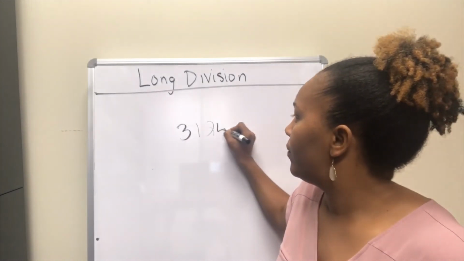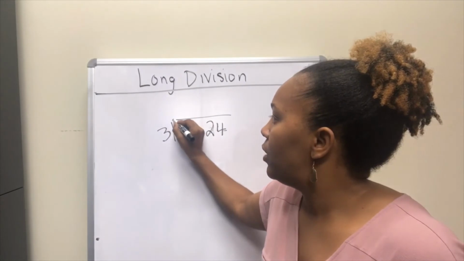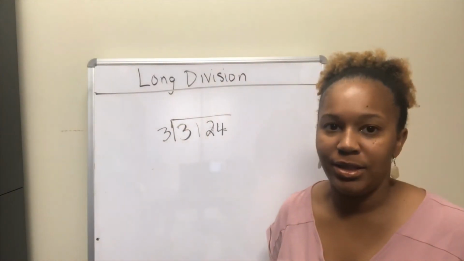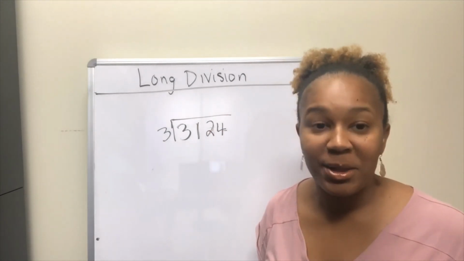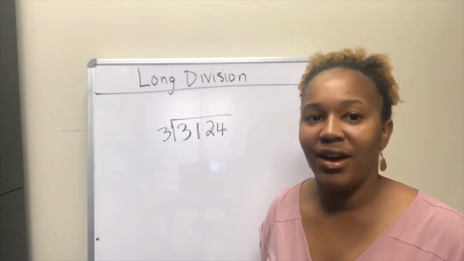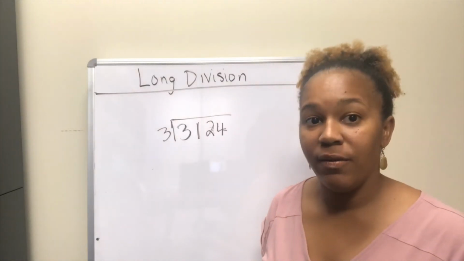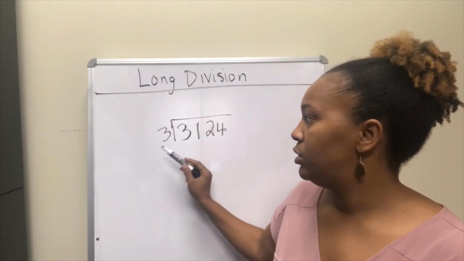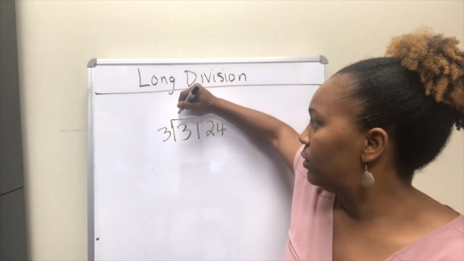3,124 by 3. And so how did you divide this? By hand, not by calculator. When you first learn how to divide, the old school way of division, there are a lot of different new methods now. The first thing you were told to do was ask yourself, how many times does 3 go into 3? Well, 3 goes into 3 one time.